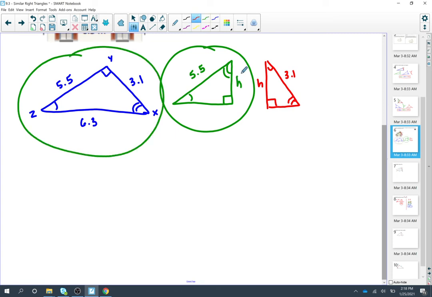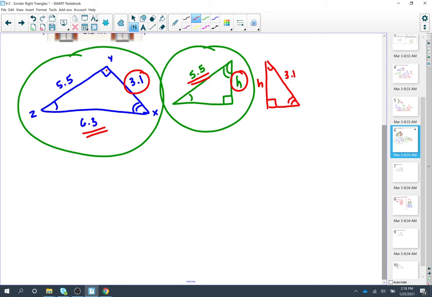Over here, I have H. H is between 2 tick marks and the 90. So over here, I have to find the 2 tick marks and the 90, which is 3.1. Then over here, I have a 5.5, which is between the 2 tick marks and the 1 tick mark. So over here, between the 2 tick marks and the 1 tick mark, is 6.3. Those are the corresponding sides of the similar triangles.